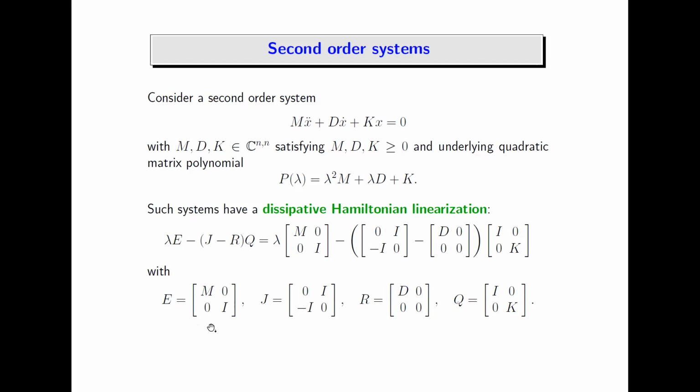But if you look closely here, then indeed, if you multiply Q star and E, then you get a positive semi-definite matrix. And for the remaining thing over here, J minus R, the skew-symmetric part is here, and the Hermitian part is indeed also positive semi-definite. Which means, that's nice, such a matrix polynomial again has these nice properties that the spectrum is contained in the left half plane. Can we get rid of the Q here? So can we also find a dissipative Hamiltonian linearization where Q is the identity?